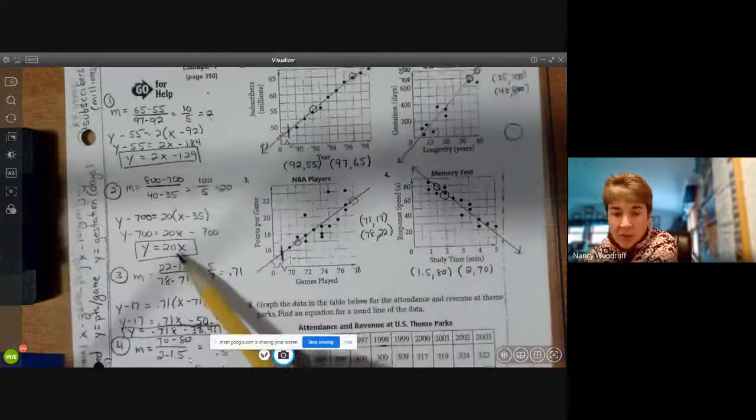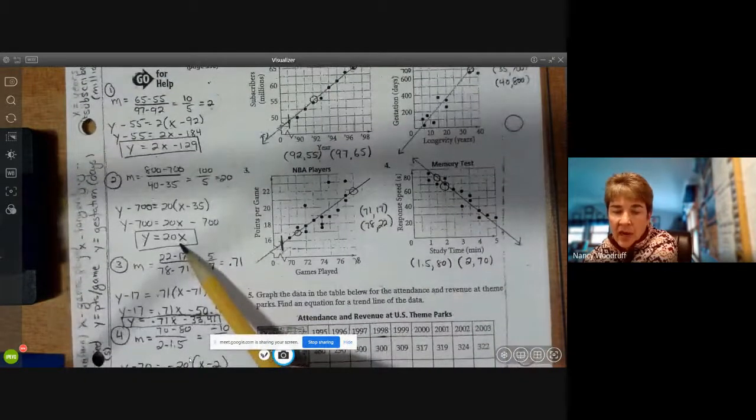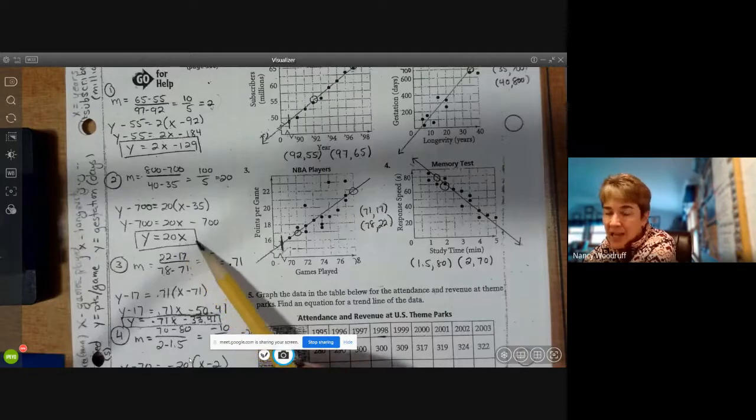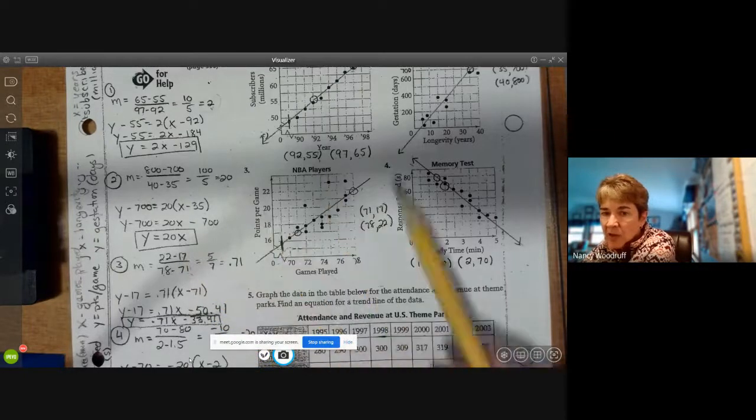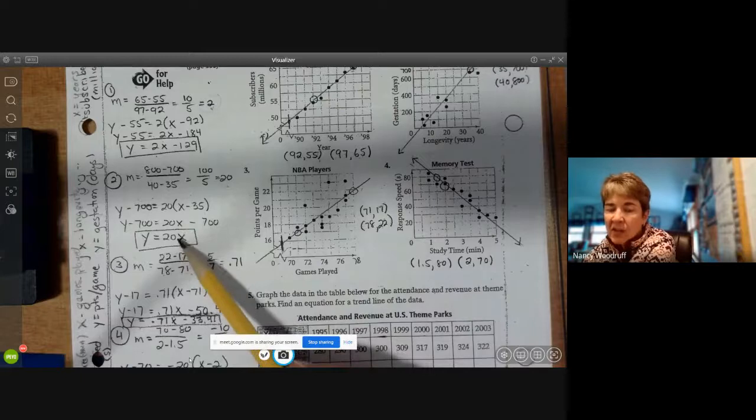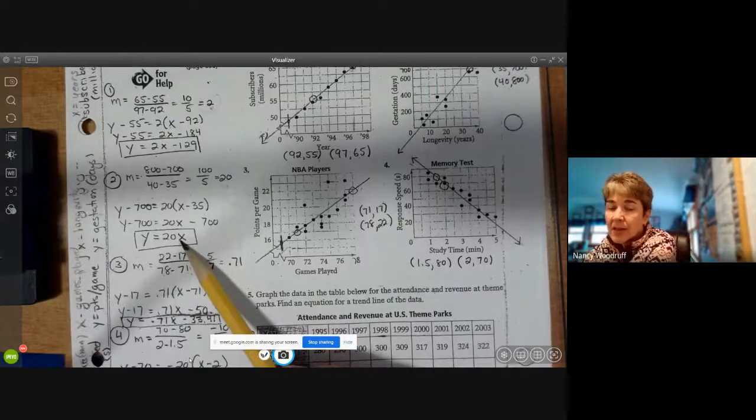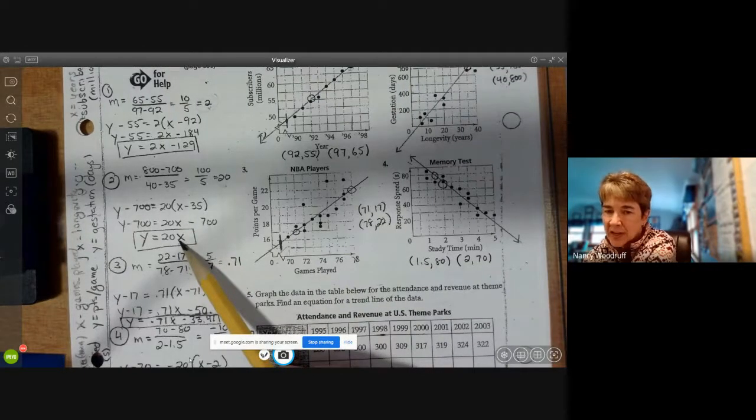Alrighty, so that was number 2. And again, if you have y equals 19x plus 10, and all your math looks good and you have the right points, chances are you're not going to have this answer exactly, but I expect you to be close, and that can be frustrating.